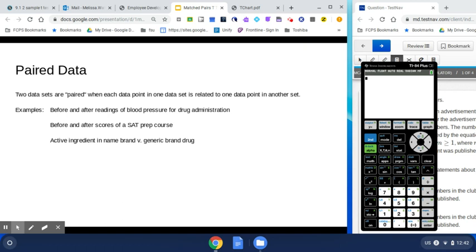In other words, if I have high blood pressure to start, and then I do the drug and then see the after reading, I can see if the drug really had an effect on my individual blood pressure. Whereas if we average the whole group, we're hiding those differences.